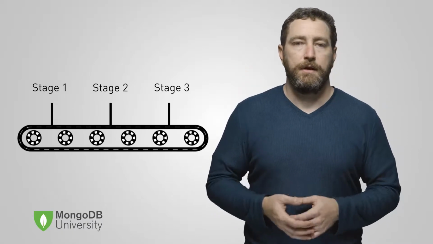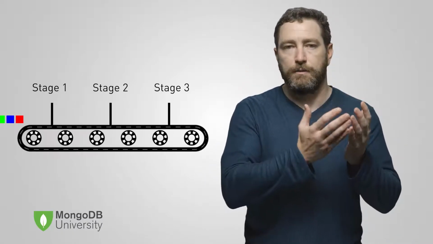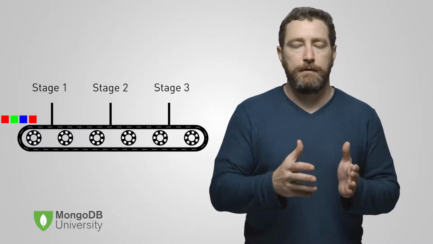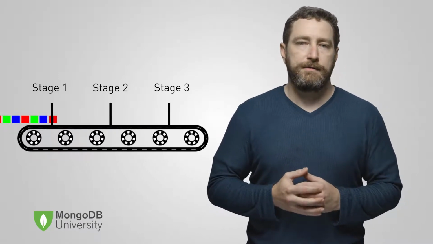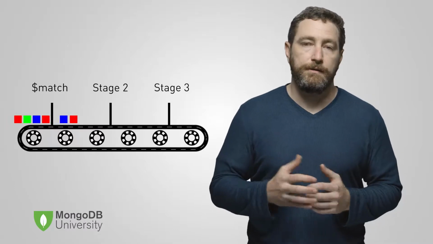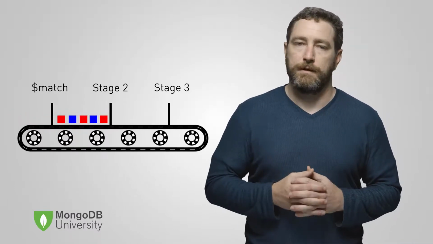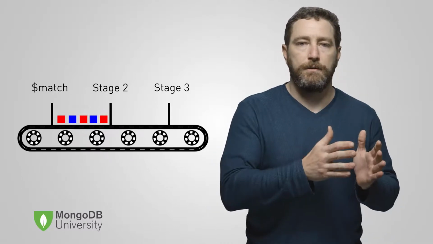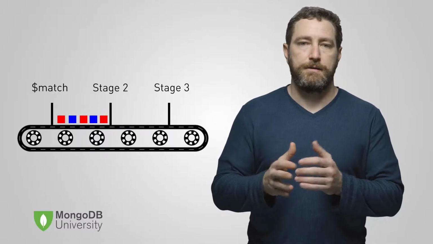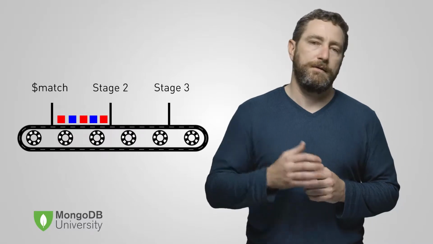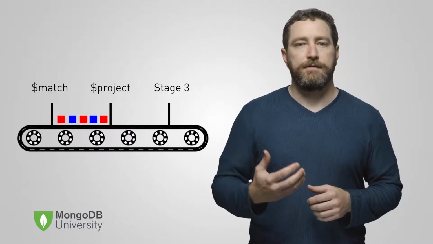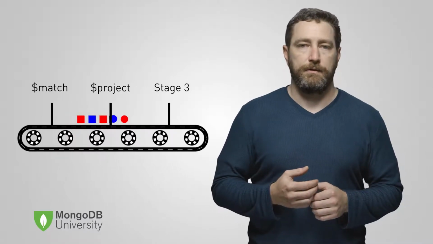Pipelines work like this. Documents, represented by these squares, enter our pipeline and begin to flow into our first stage. This stage is called match, which you'll be introduced to very soon. We set this stage up so that only red and blue squares make it through. Next, they flow through our pipeline and enter the second stage. In this example, we'll call this stage project. We set this stage up to transform our squares into circles.